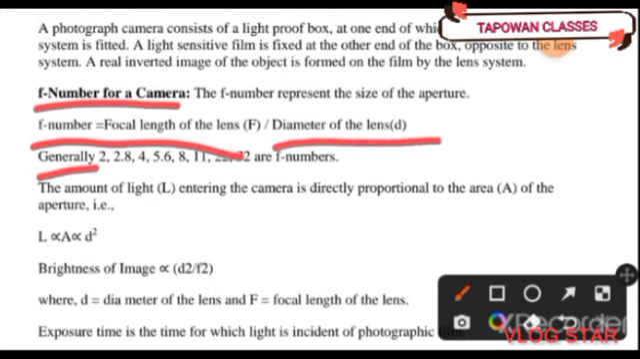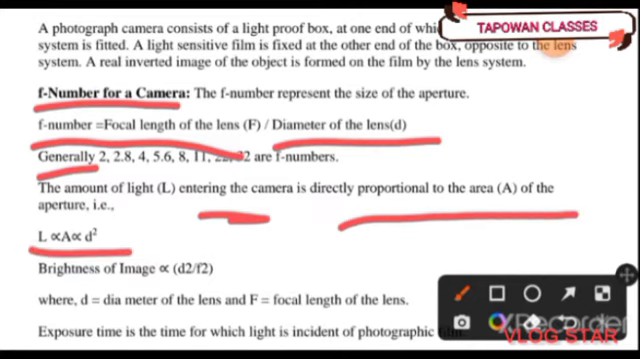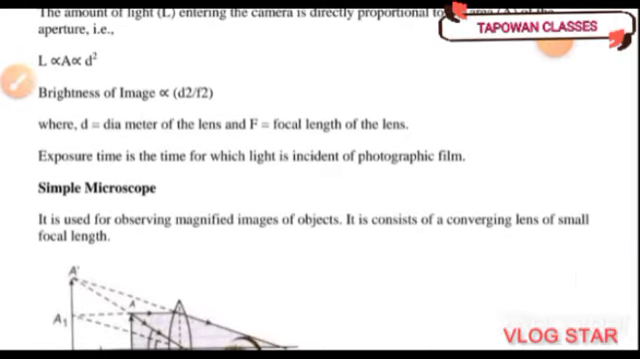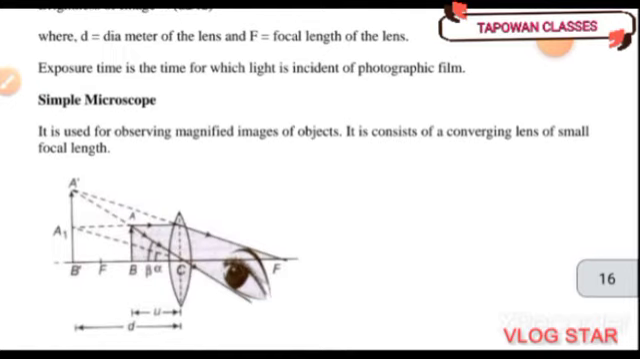Generally the f-numbers are different values: 2, 2.8, 4.8. The amount of light entering the camera is directly proportional to the area of the aperture. So L is proportional to the aperture, and the aperture is proportional to d², where d is the diameter of the lens. So the brightness of the image is proportional to d²/f², where d is the diameter of the lens, and then there is the exposure time, which is the time for which light is incident on the photographic film. Now we move on to the next optical instrument, the simple microscope.